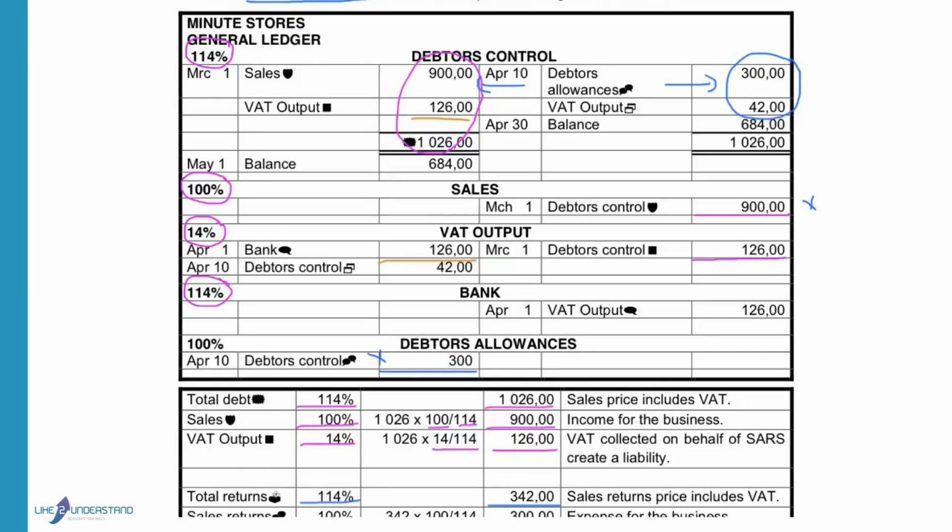And again, this is a 100% account. It can't include the VAT because debtors allowances will also have an effect on your income statement, and the VAT does not belong to you. It is collected on behalf of SARS. And we will debit VAT output with a 42 Rand to show that we already paid the 126 Rand to SARS. We did not collect this 42 Rand from the debtor on behalf of SARS, so we can now claim this 42 Rand back from SARS.